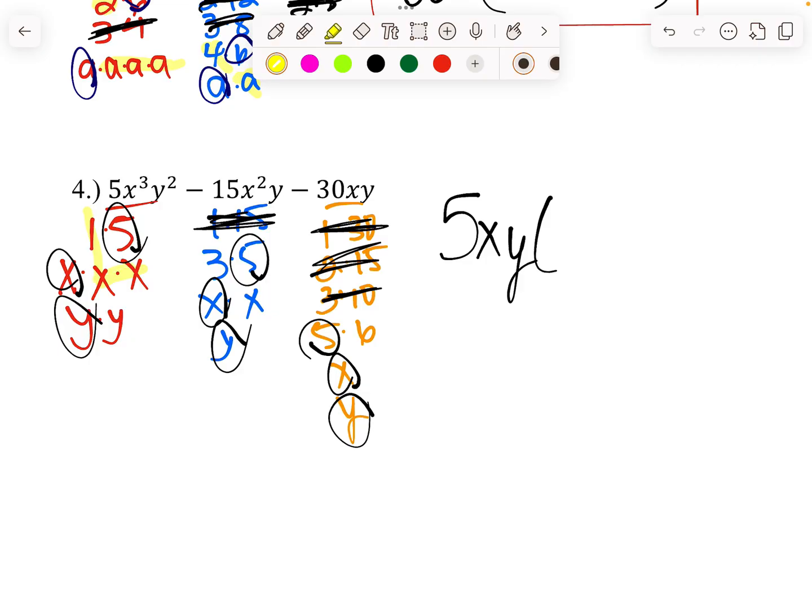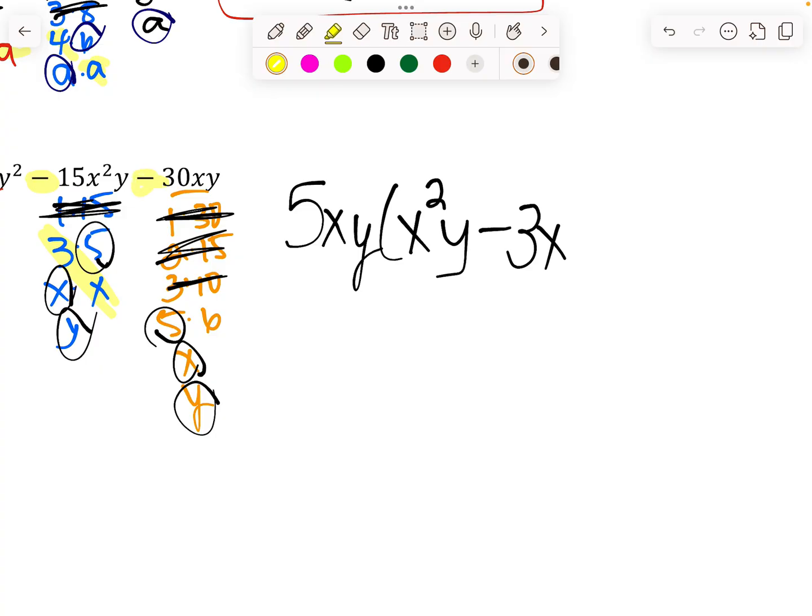So I have a 1x squared y. So I could write it as 1x squared y or just x squared y. I'm going to be subtracting because that's the symbol right here. And then we have a 3x left over. I'm going to be subtracting again with a 6.